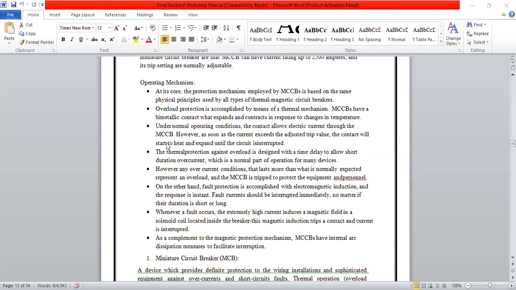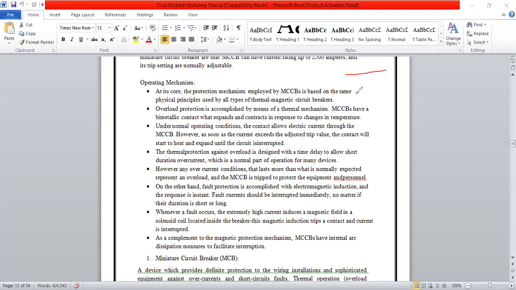See, by using this MCCB we accomplish fault protection also. Sometimes a fault can be protected by using an MCCB, like the fault current. As we know, if any fault occurs in any transmission line or equipment, at that situation the maximum current will be flowing from that faulty point. So that fault current should be interrupted immediately, no matter if the duration is short.